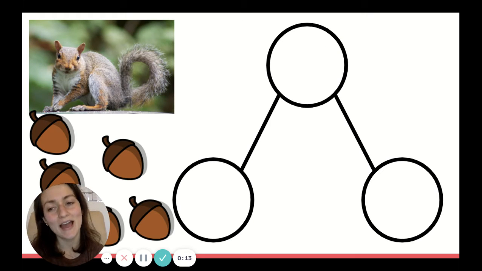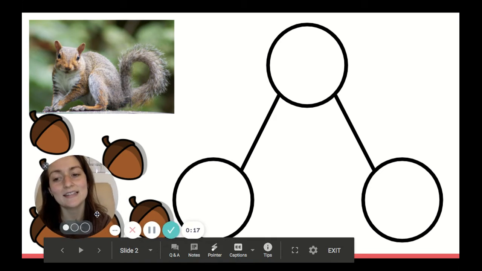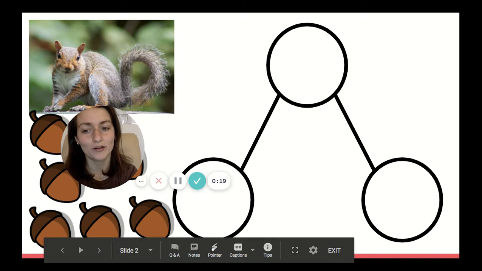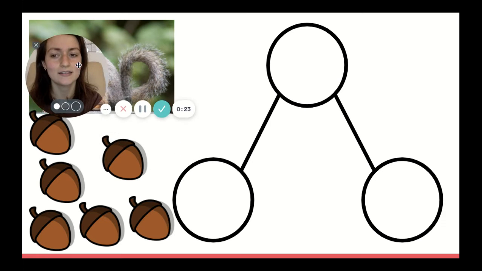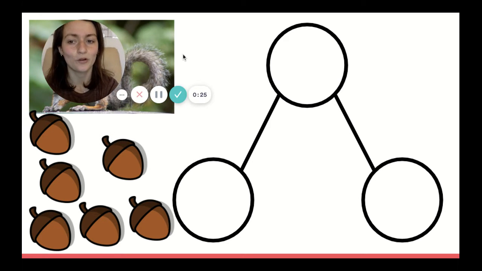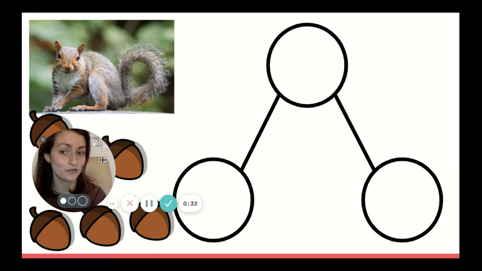So here we have a little squirrel, and this squirrel has a bunch of acorns. I'm going to have to move myself out of the way. Oh my goodness. I'm going to cover up the squirrel for a minute. So this squirrel has 1, 2, 3, 4, 5, 6 acorns. Did you count them too?